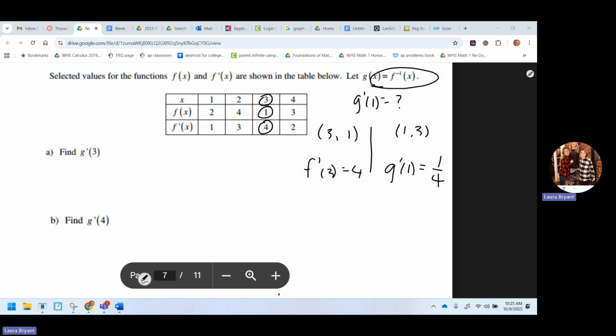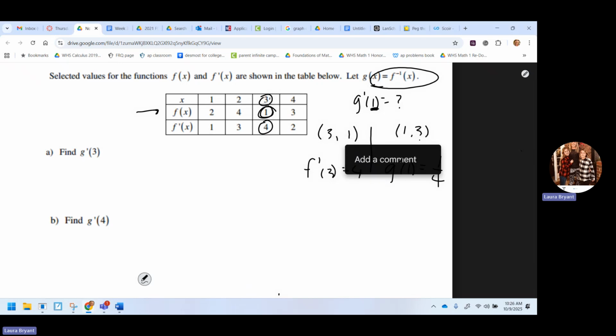Okay, let's try again. You're plugging 1 in as the Y value on F of X. So I'm going here. My Y value is 1. That gives me X equals 3. So I know that (1, 3) is on the inverse and (3, 1) is on the original. If I can get the derivative at 3, then I just flip it and it will give me the inverse derivative. My derivative at 3 is 4, so I flip it and get 1/4.